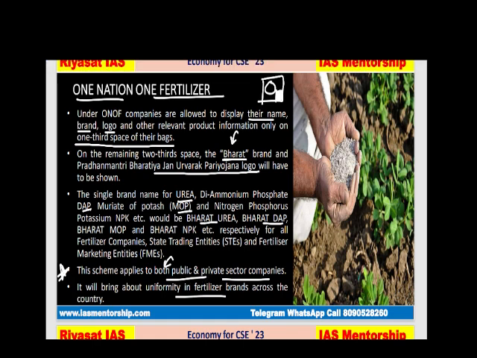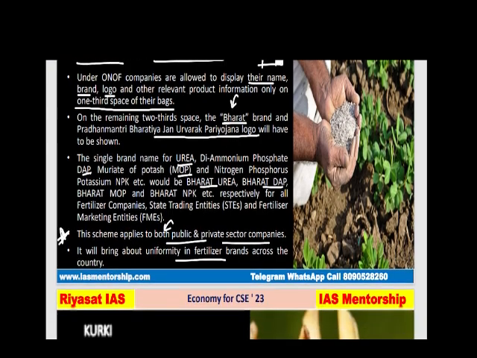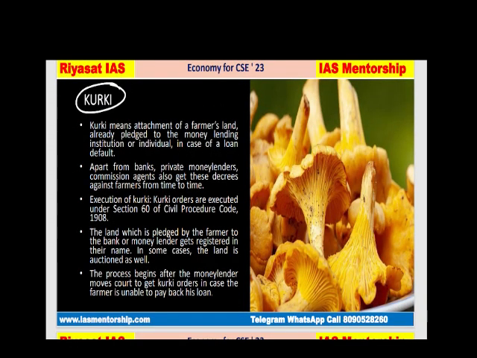Easy topic था ये. कुछ facts आपको जानने थे जो मैंने आपको बता दिया. Next important thing is Kurki. What is Kurki? Kurki means attachment of farmers' land already pledged to the money lending institution or individuals in case of loan default. Understood what it is saying? Basically ये farmer land का एक attachment है जो वो उधार लेने के लिए lenders को दिया है. Okay? In case of loan default, they can make use of Kurki to take money out of it.